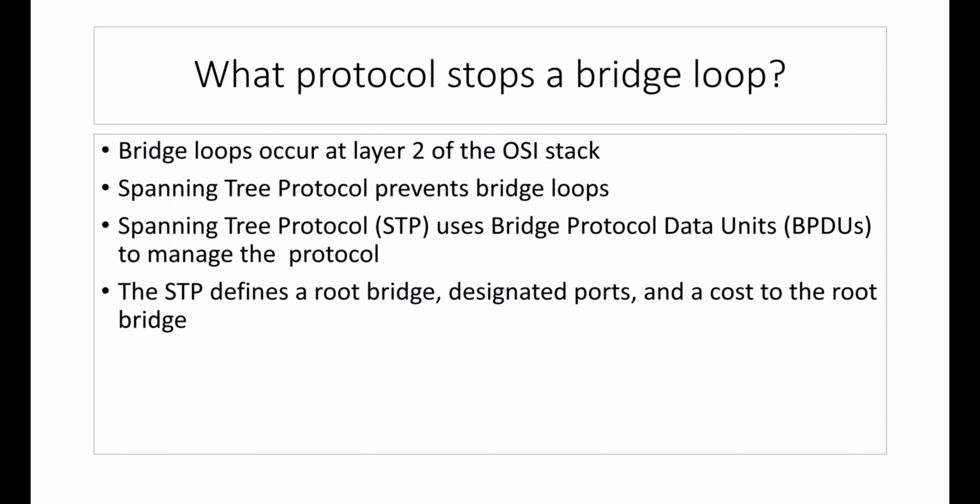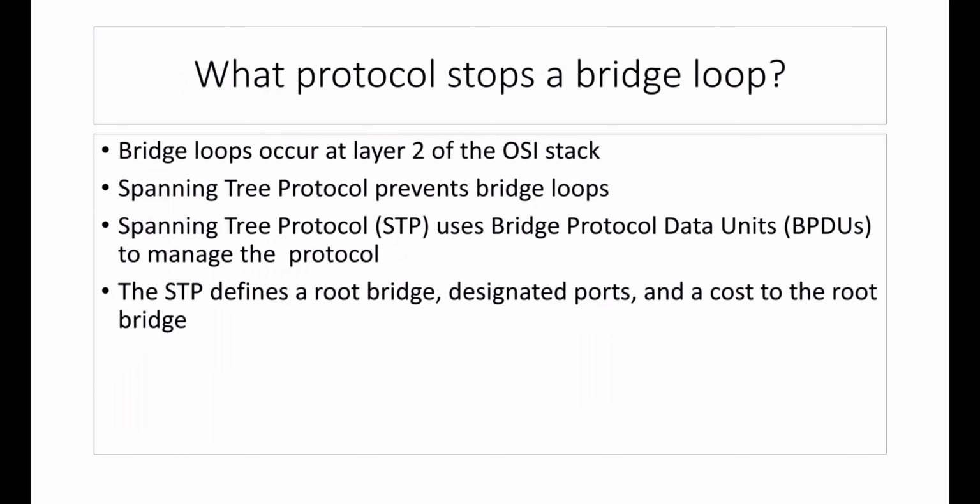To manage that bridge loop, we have a protocol called spanning tree protocol. Remember, bridge loops only occur at layer 2. Layer 1 does not have loops. Layer 2 has bridge loops. We manage these bridge loops with our spanning tree protocol, or STP.